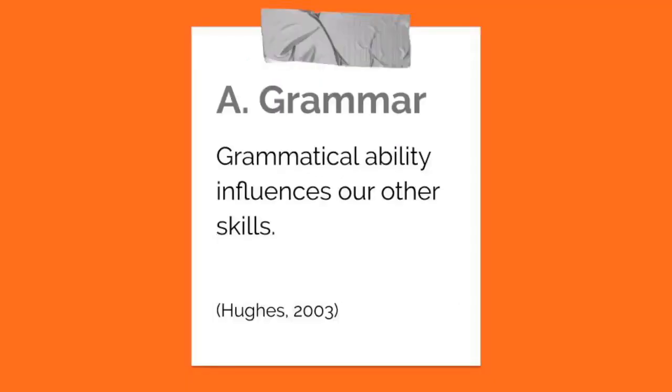First of all, we'll be talking about the first step, grammar. According to Hughes, grammatical ability influences our other skills. To be able to read, write, and speak well in English, we need to understand how to make sentences in well-structured grammatical orders.